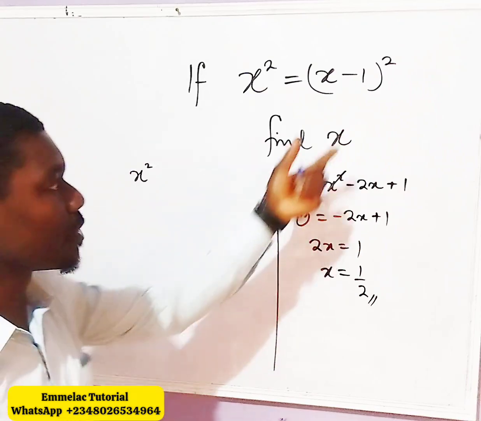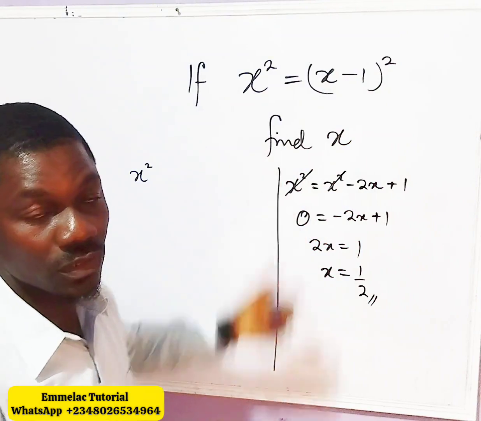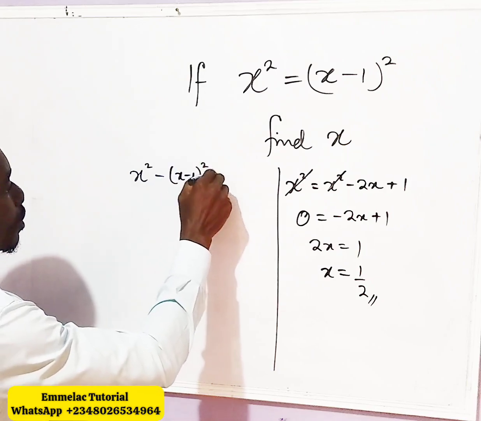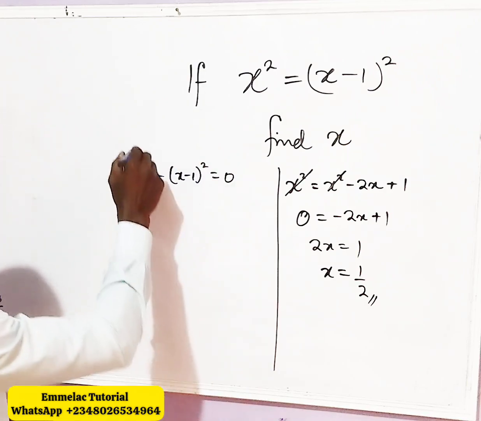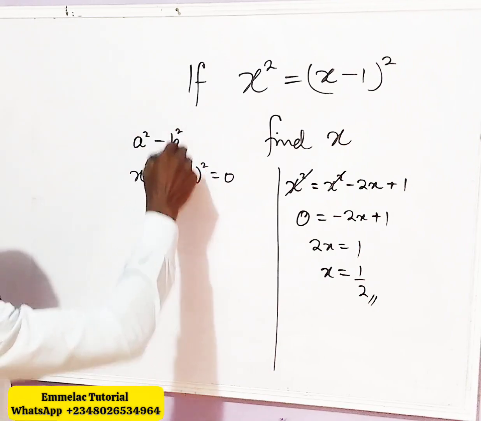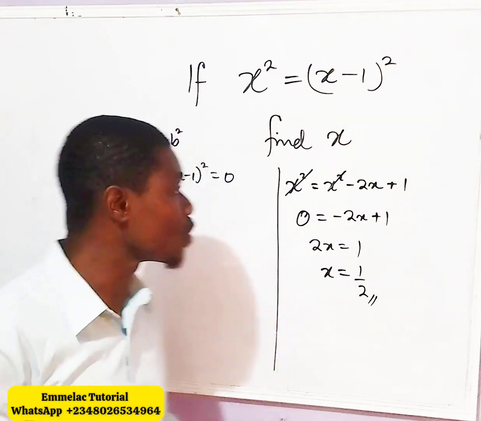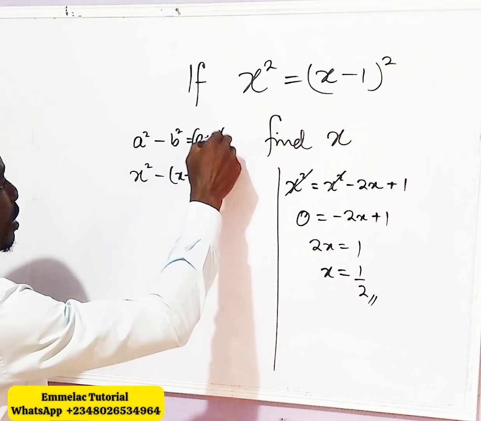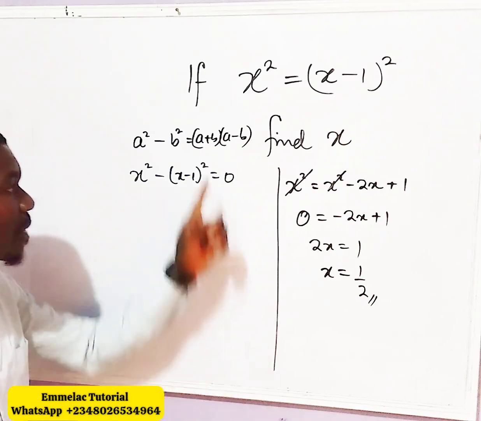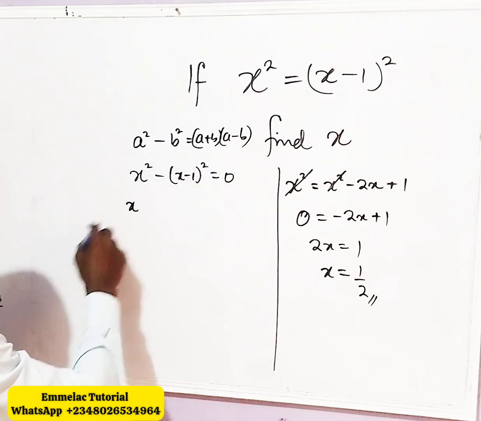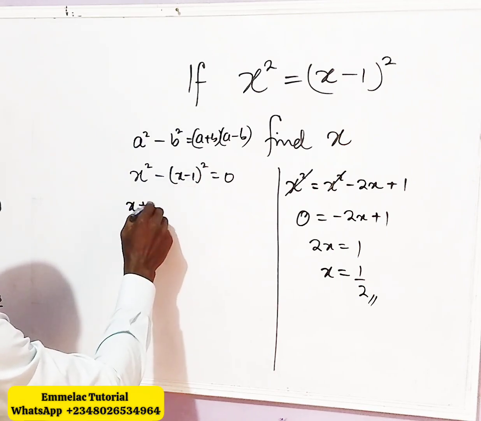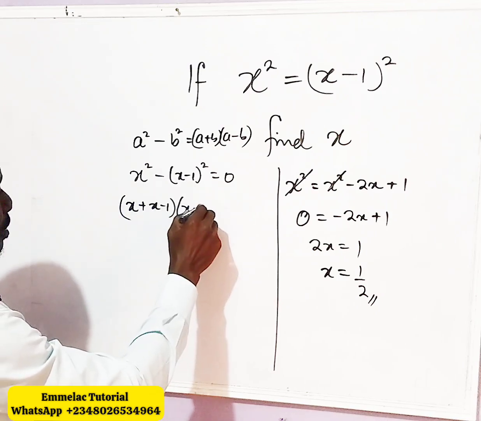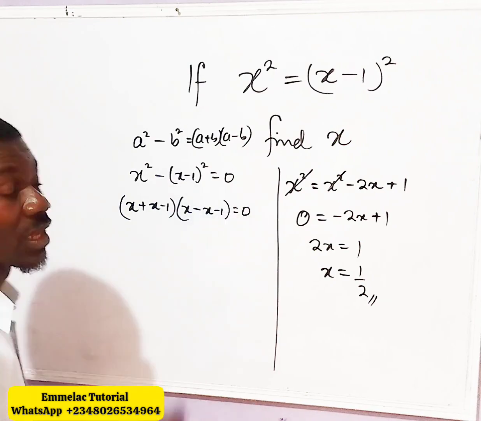x squared. Now bringing the whole of this expression over to the left hand side, we have (x minus 1) raised to 2 equals 0. Now looking at this, it is similar to a squared minus b squared, which is the difference of two squares, which can also be written as (a plus b) into (a minus b). Now applying this rule here, we have (x plus the whole of x minus 1) into (x minus (x minus 1)) equals 0.